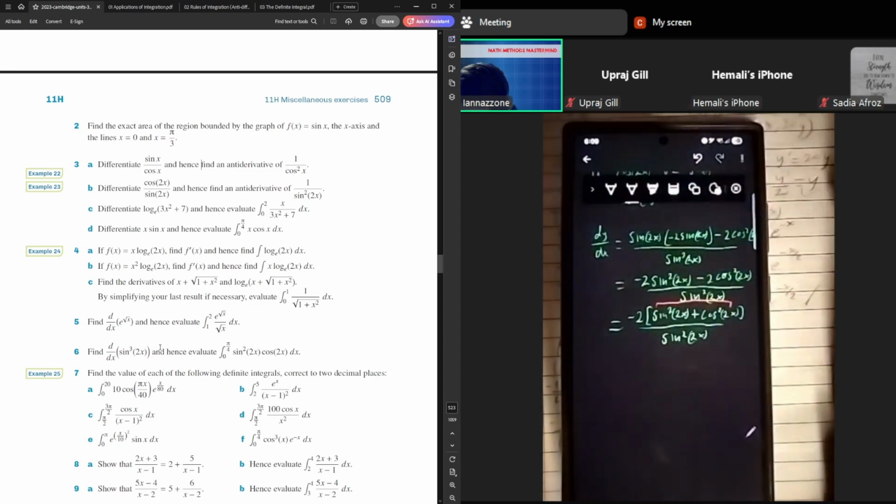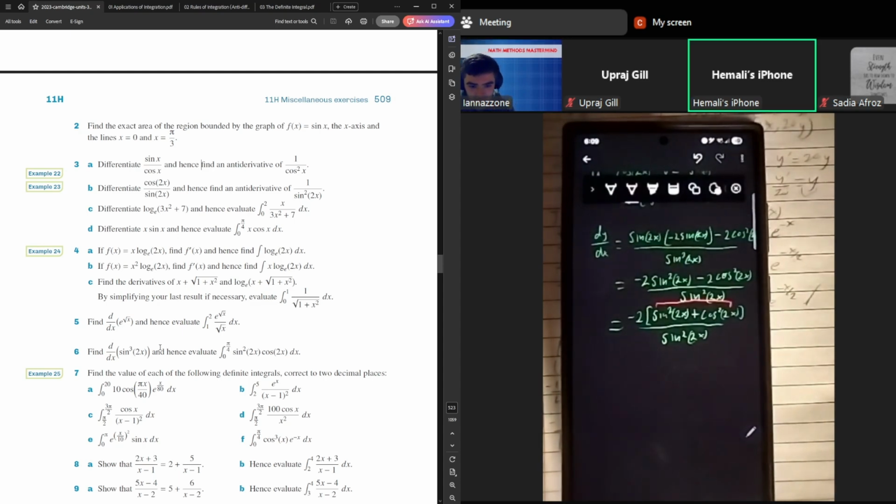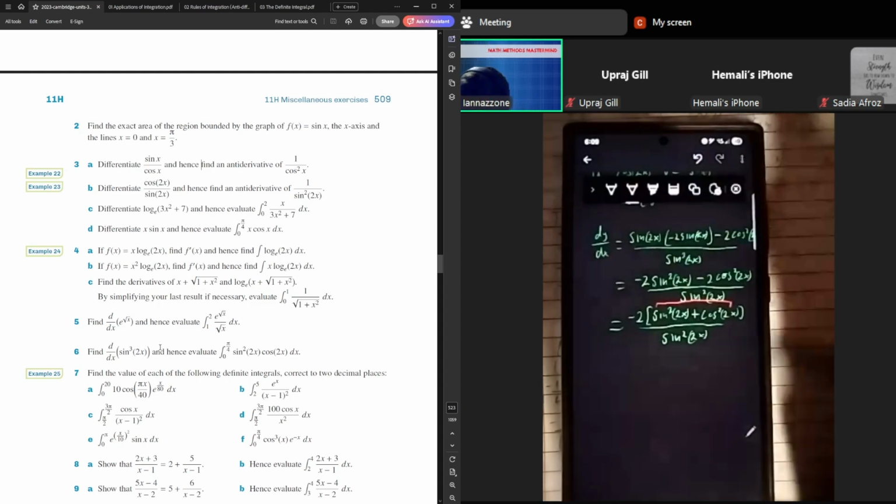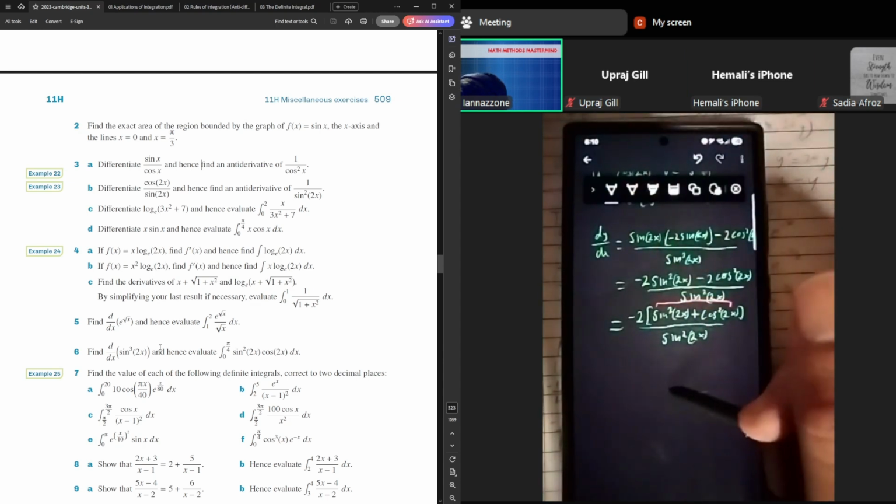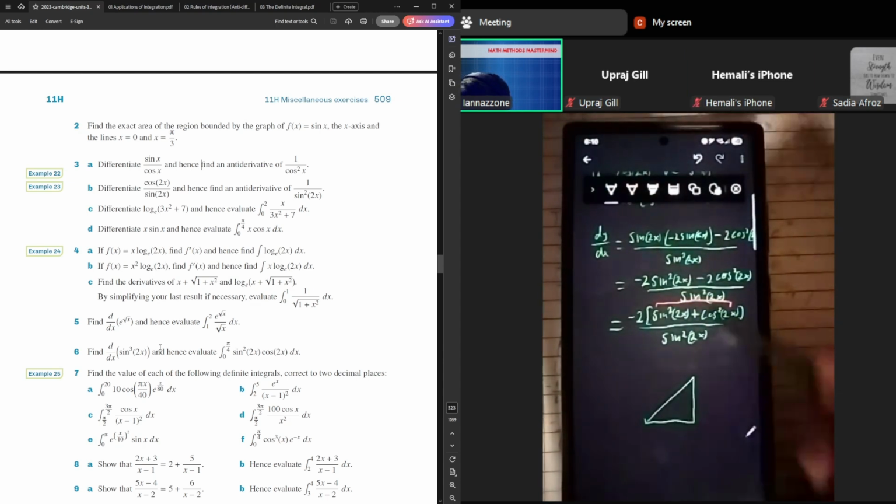Anyone remember what that equals? Sine squared plus cos squared? Doesn't it equal 1? Yeah, equals 1. Do you remember where that came from? It's like the Pythagorean identity. Yeah, exactly right. We have some triangle.